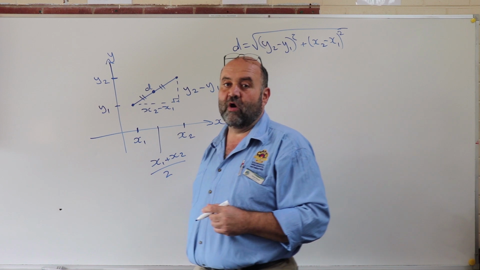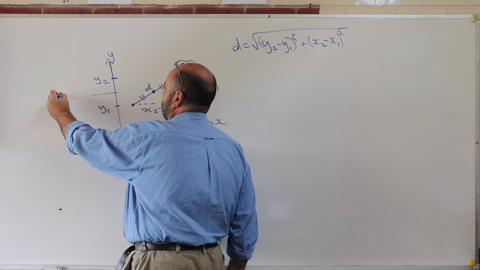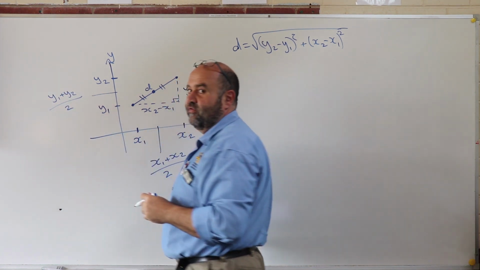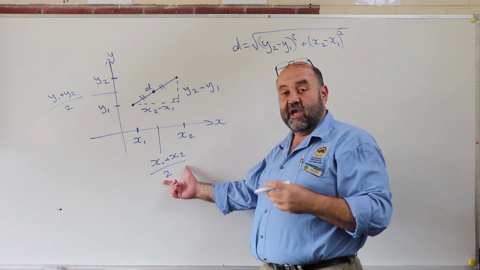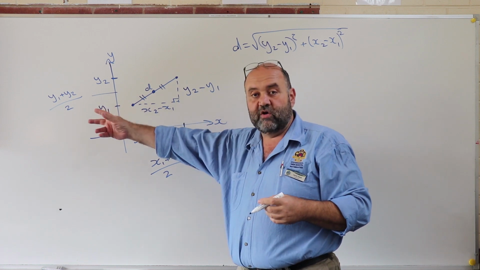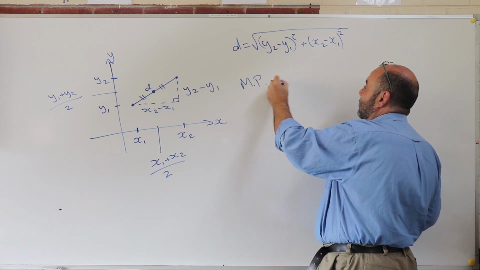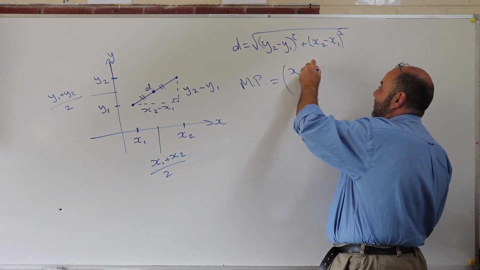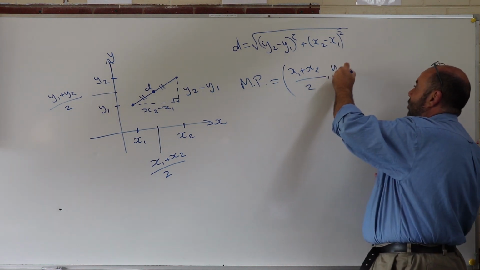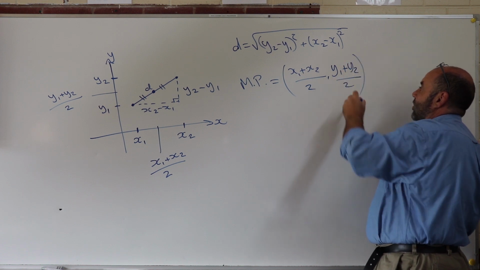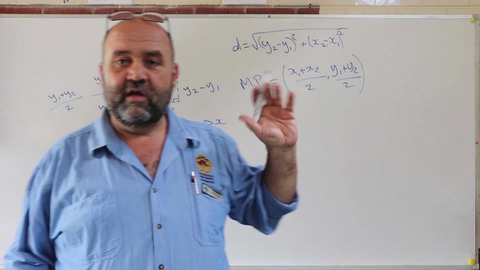Likewise, the exact middle of y1 and y2 is going to be the average, y1 plus y2 divided by 2. So there's a formula for the x coordinate at my midpoint, and there's a formula for the y coordinate. I can put them together and say that my midpoint is equal to x1 plus x2 on 2 as my x value, and y1 plus y2 on 2 as my y value.